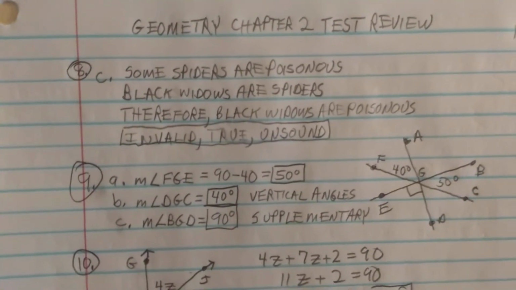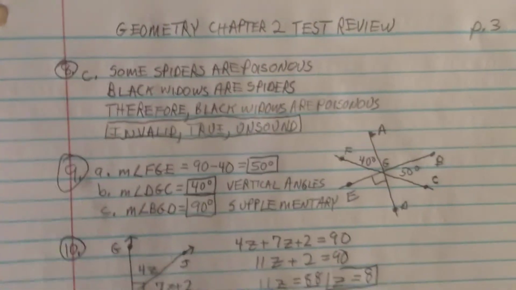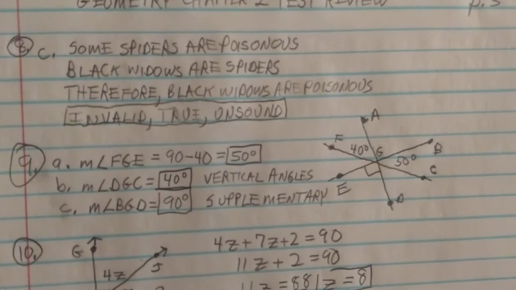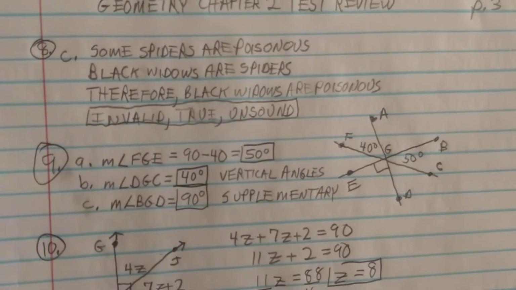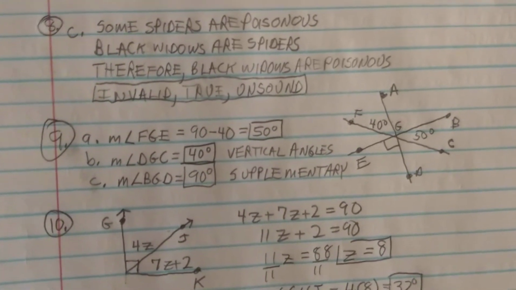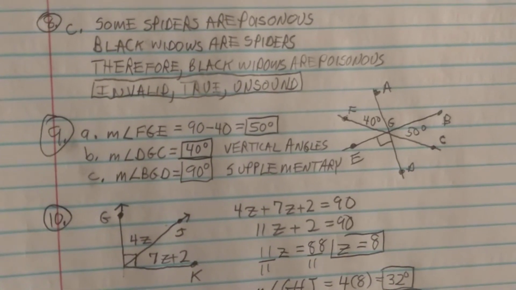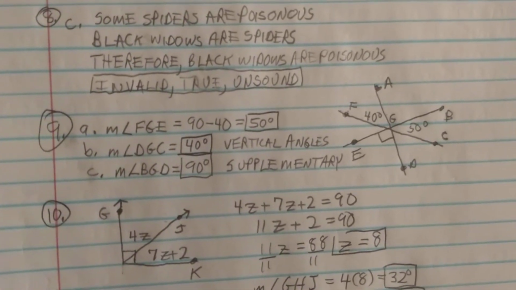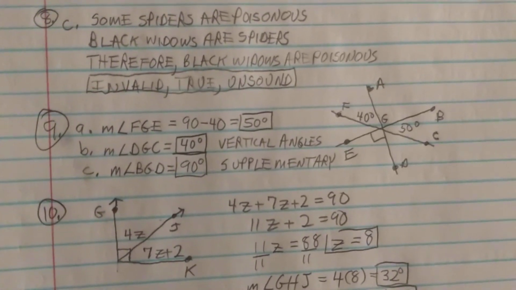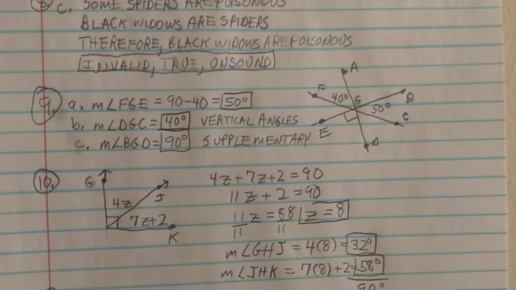Finishing up question 8, we have part C. Some spiders are poisonous for our first premise. Black widows are spiders, both of which premises are true. Therefore, black widows are poisonous, but the premises don't connect with the conclusion. Therefore, it's invalid reasoning, true premises, and an unsound argument.